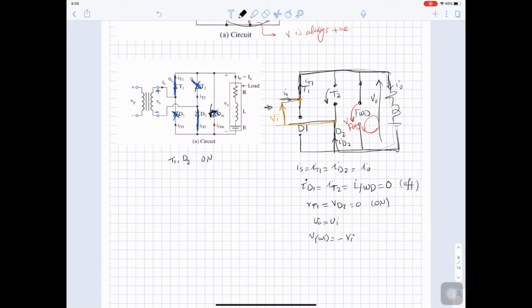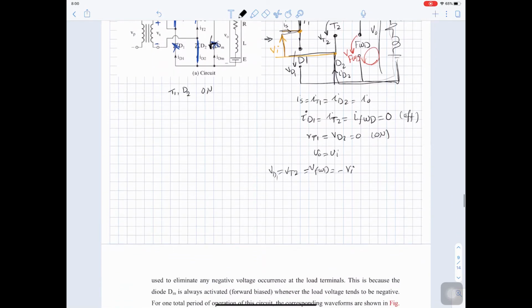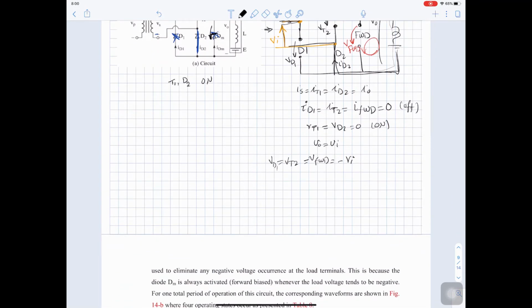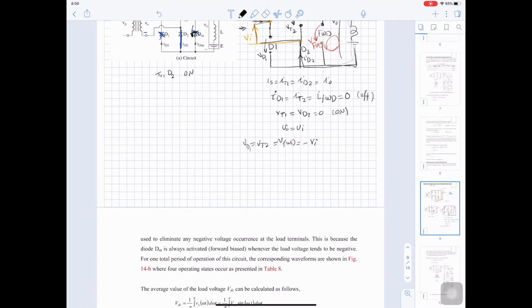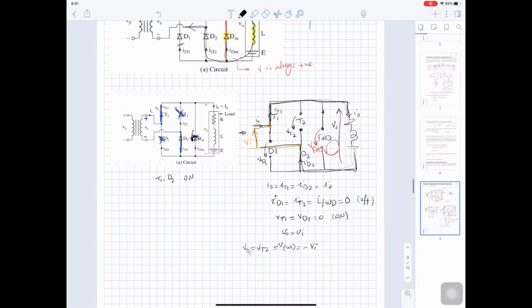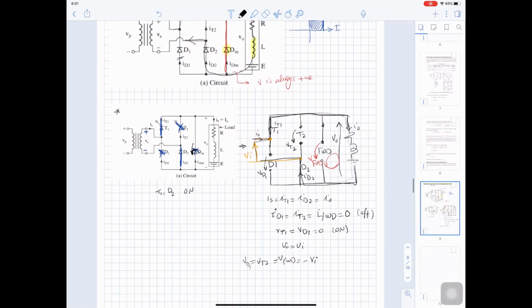So here is V thyristor 2, and here is V diode 1. Also, if you do KVL, you can see that V thyristor 2 and V diode 1 equal to V freewheeling diode equal to V thyristor 2 equal to negative V input. And this is the situation when we have thyristor 1 and diode 2 on.